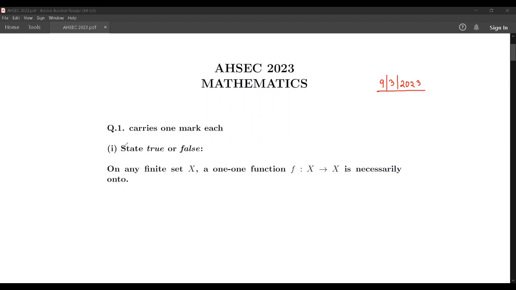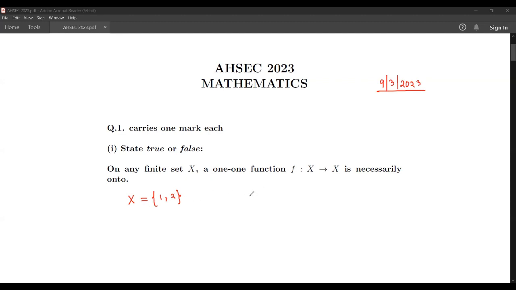So the first question says, state true or false: on any finite set X, a 1-1 function f from X to X is necessarily onto. So to see whether this is true or false, let us take a finite set, say {1, 2}. Now this set is finite. So let us try to define a 1-1 function from this set to itself.